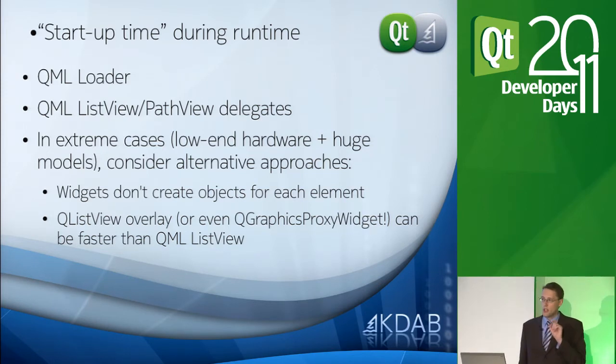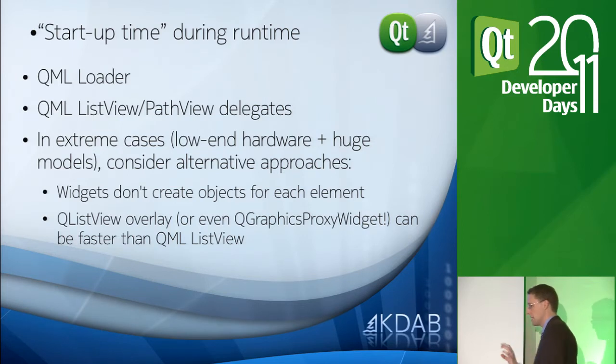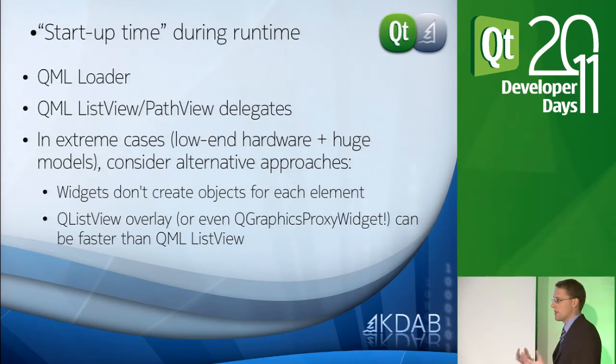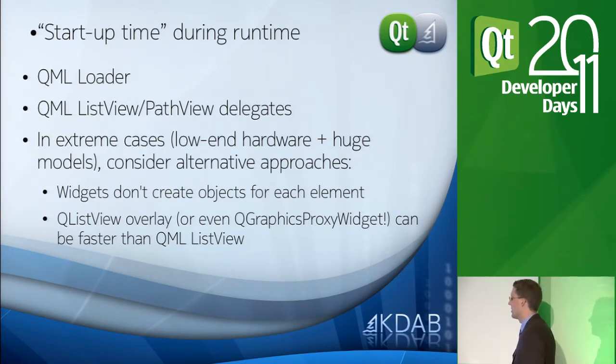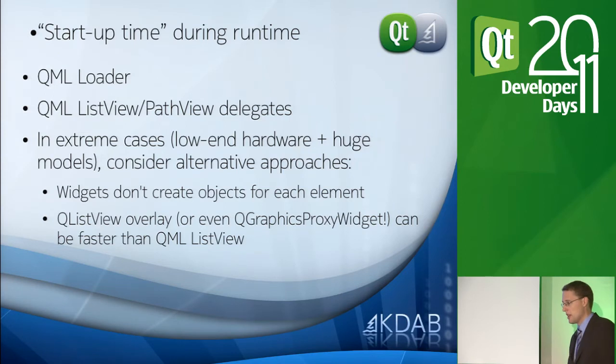There you have delegates for each visible item in the model, which is basically a QML tree with whatever you put in there. It could be arbitrarily complex. And those are created at runtime whenever you scroll through the list. And of course, the same costs that we saw at startup also occur at runtime here.